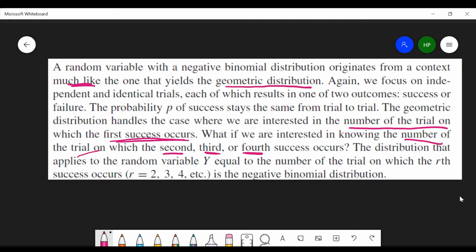Okay? Now, the distribution that applies here is the what? Negative binomial distribution. Meron tayong r, the r successes for 2, 3, 4, and so on. So, examples tayo. Okay? In real life problem, pwede yan yung katulad ng NBA. Okay? Pag playoffs hanggang finals.